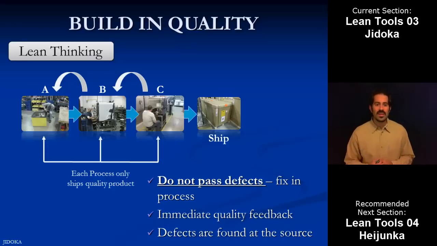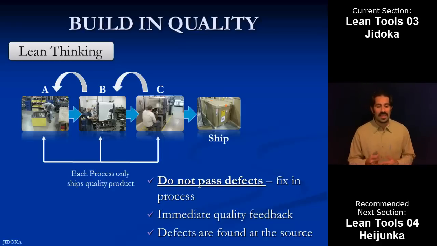The other thing that comes out of it is that now our operators in each stage get immediate quality feedback. So if they make a defect, they know about that immediately before they have a chance to reproduce that defect on maybe 100 or 1,000 parts before someone says something about it.